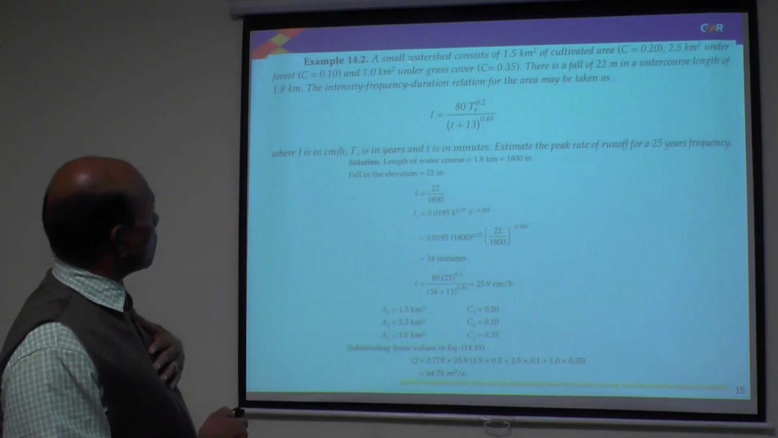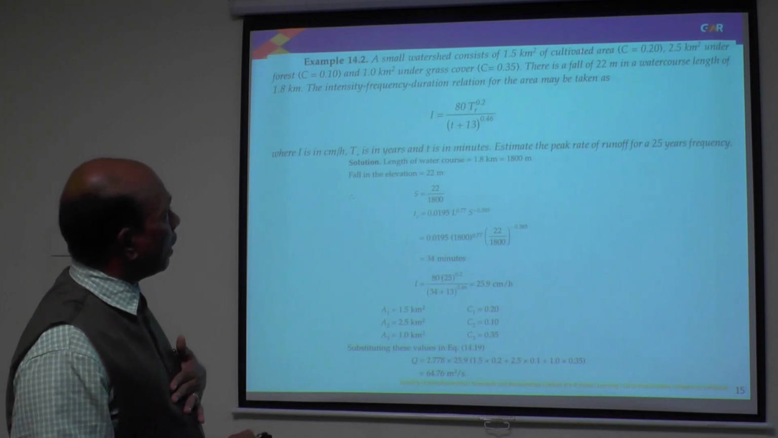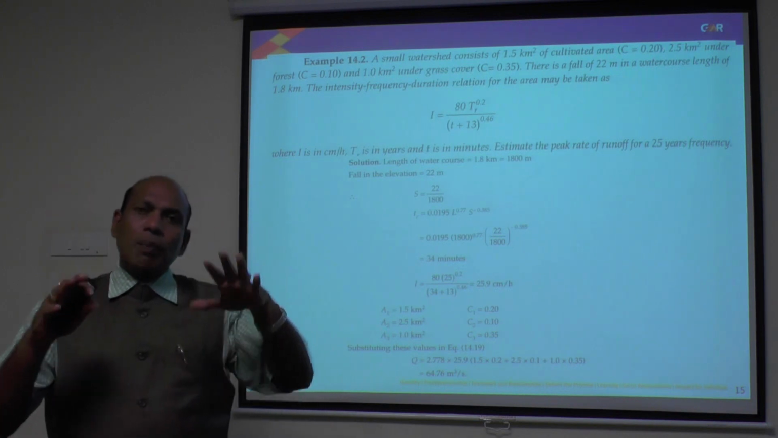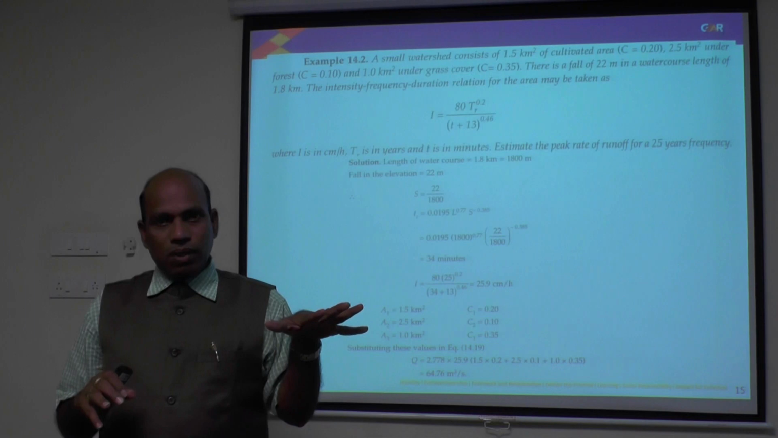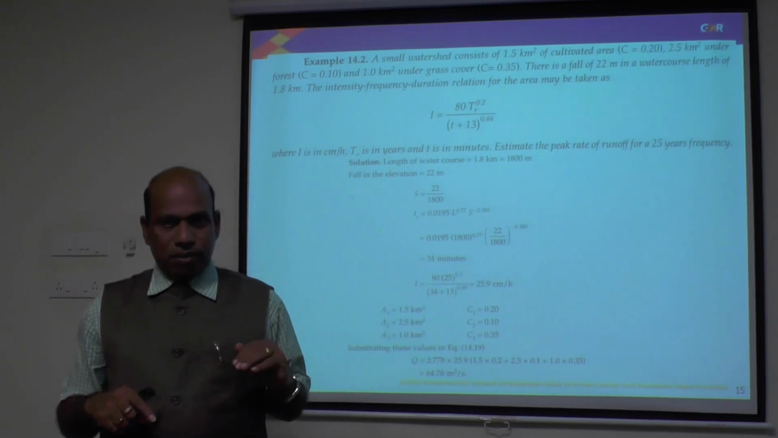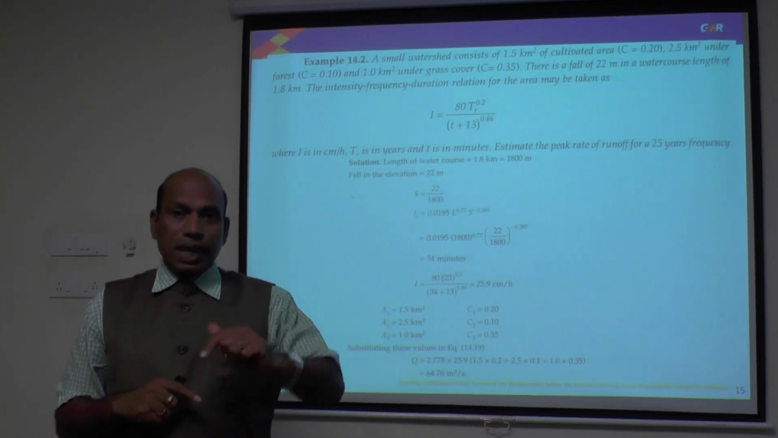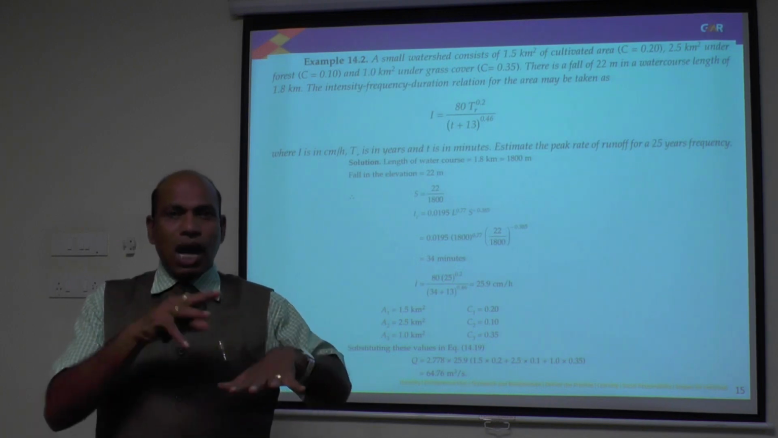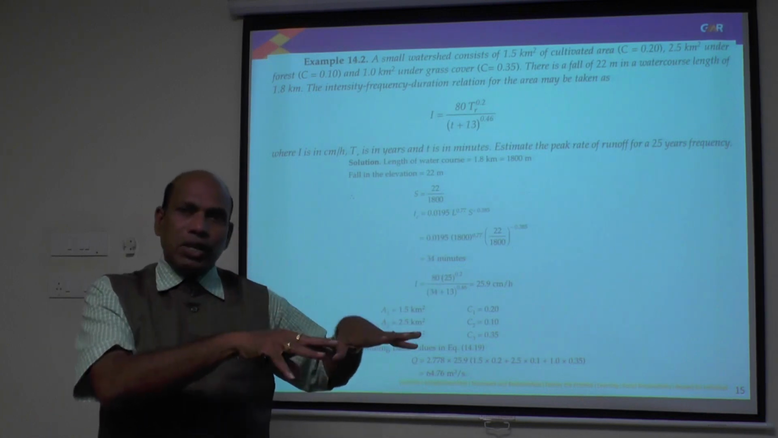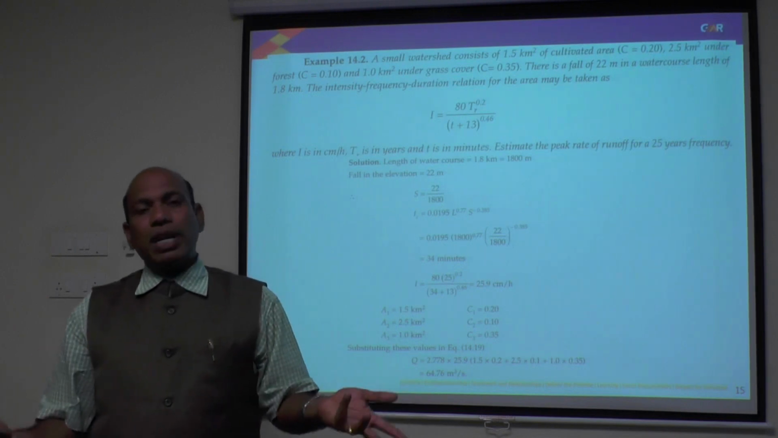Another problem: a small watershed consists of 1.5 square kilometers of a cultivated area. Here in a particular drainage basin, we assumed the entire drainage basin has the same characteristics, that means the C value is applicable the same for the entire drainage basin. Here they have given one drainage basin having different characters, because some area has clayey soil, some area has sandy soil, and some area has completely impervious layers.